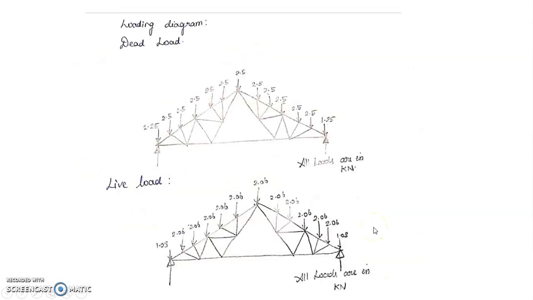Now I am showing the loading diagram of the dead load and live load. See here, this is my truss under consideration. I have mentioned all the loads are in kilonewton. See here, only at the end nodes I have 1.25, and the rest of them are intermediate nodes. Similarly, I have marked the same on the roof truss for the live load, that is 2.06 for the intermediate load values of live load and 1.03 on the end load. But here, I have half and half becoming one node at the ridge point. This is suitable for dead and live loads.